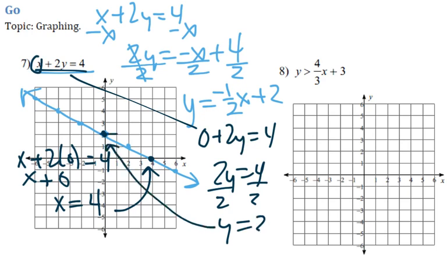From there, you can see that slope if you really wanted to find another point, or you could have just graphed it.